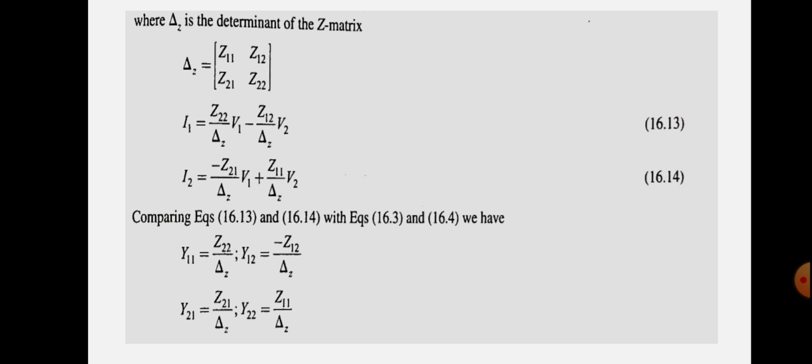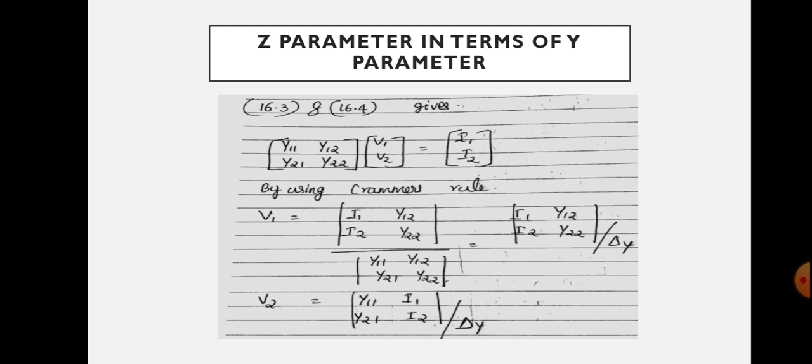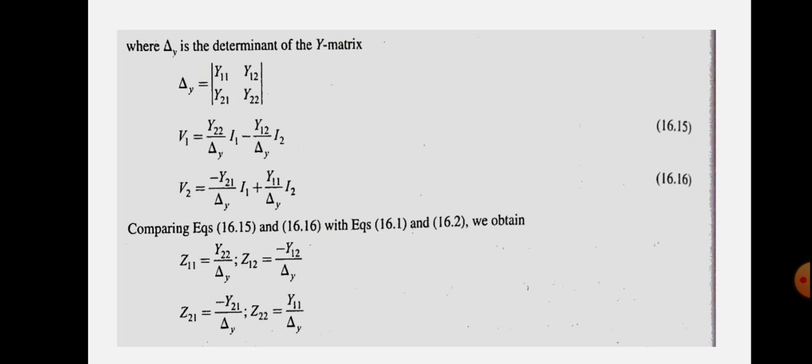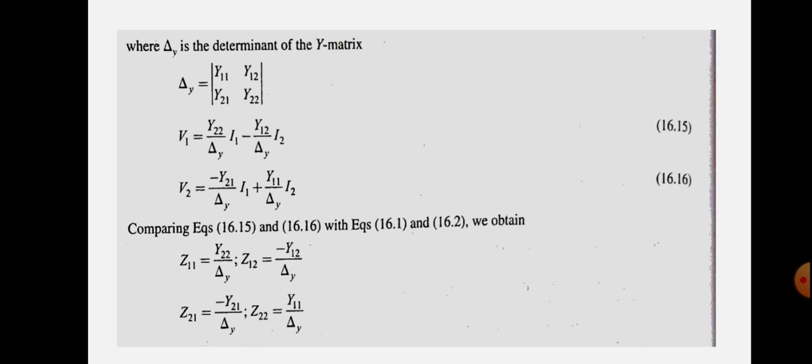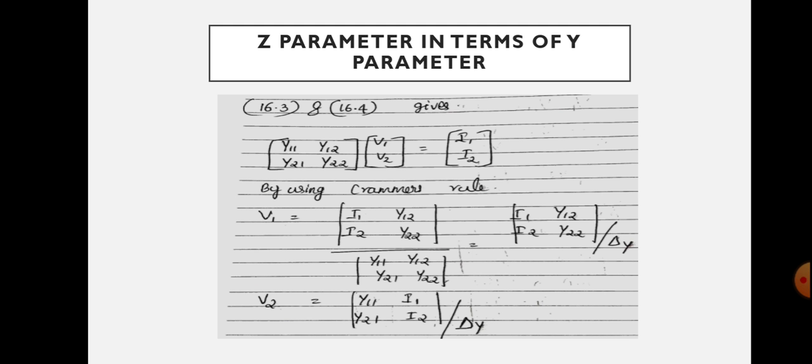So this is the equation relating the y parameter and the z parameter. Similarly, you can also find the z parameter in terms of the y parameter. For that, to get the relationship of the z parameter in terms of the y parameter, you take the 16.3 and 16.4 equations and write the matrix form. Here the matrix form is y11, y12, y21 and y22, multiplied by V1 and V2, and that will be equal to I1 and I2.